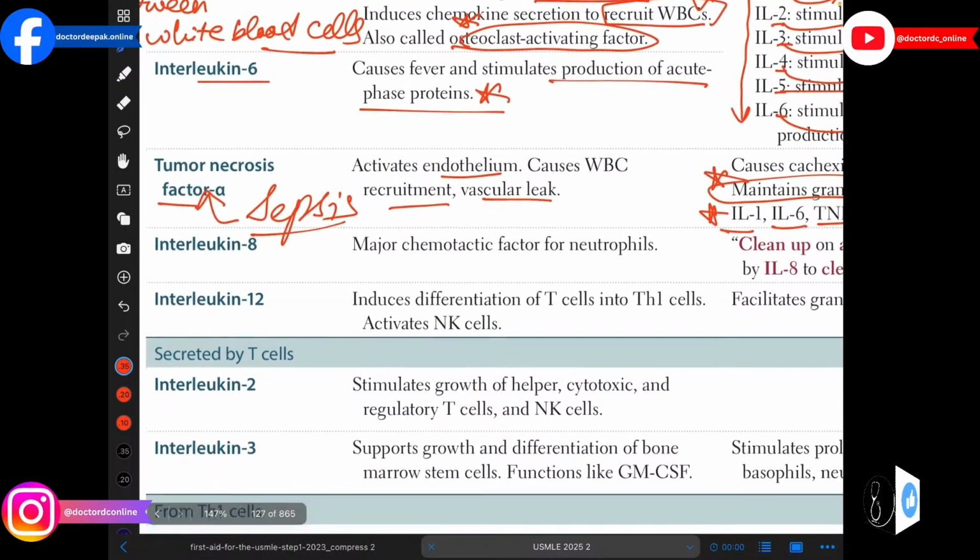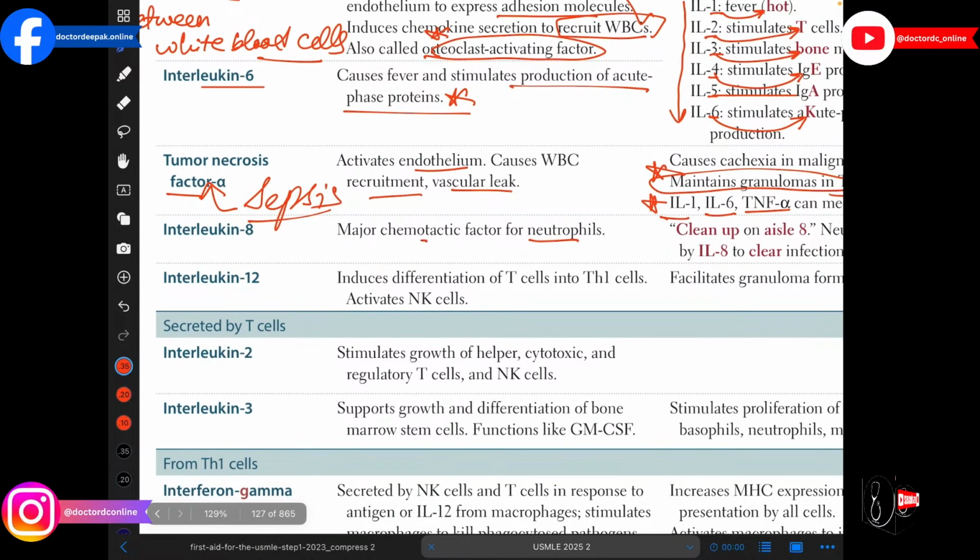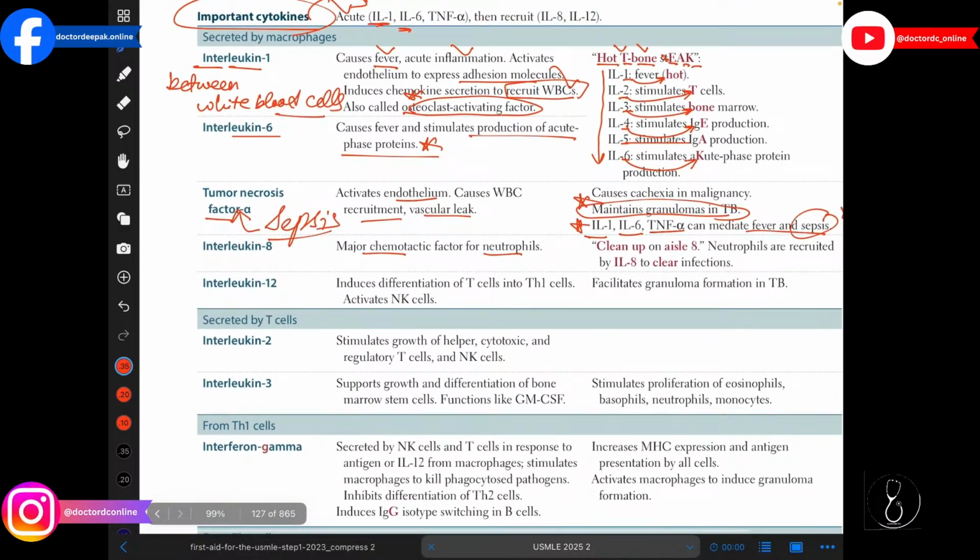An important point: interleukin 8 is a major chemotactic factor for neutrophils. You can remember it as clean up on aisle 8. Neutrophils are regulated by interleukin 8 to clear infections. Interleukin 8 cleans the infection through neutrophils. Neutrophils go and clear the infection. So interleukin 8 plays a role in neutrophil chemotaxis.